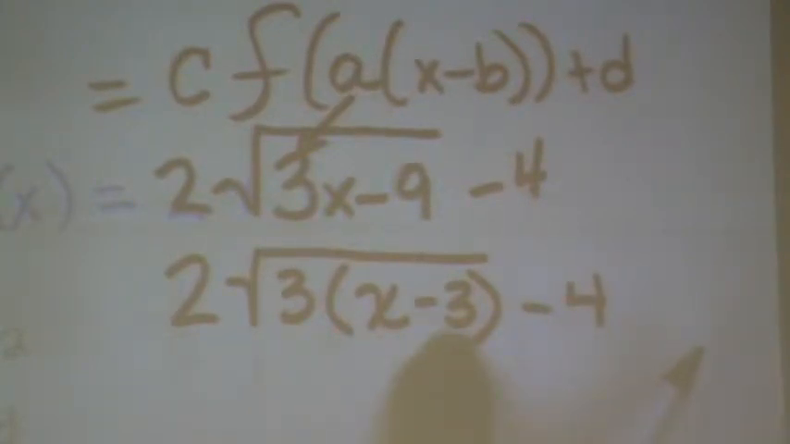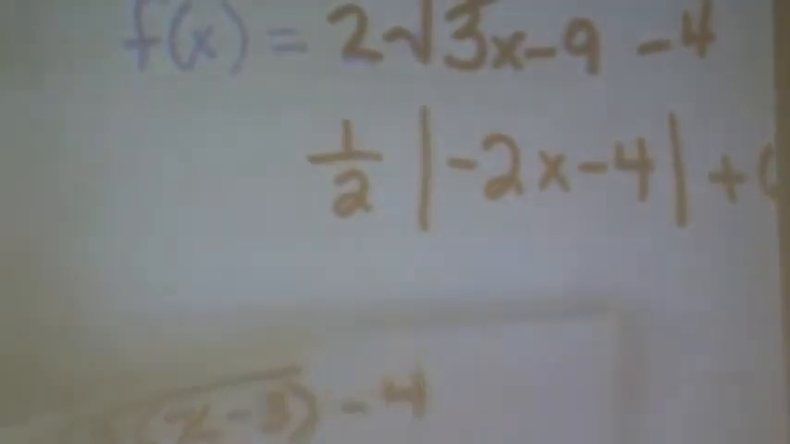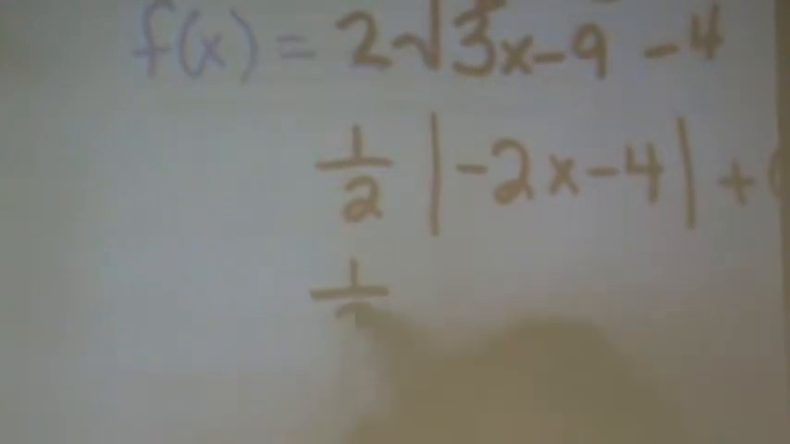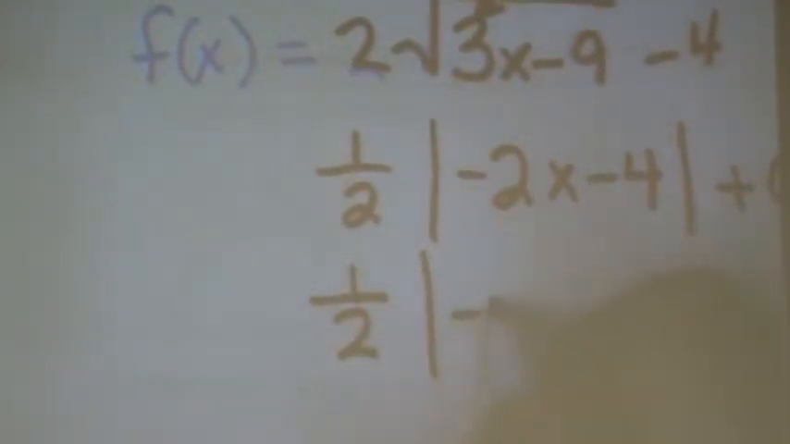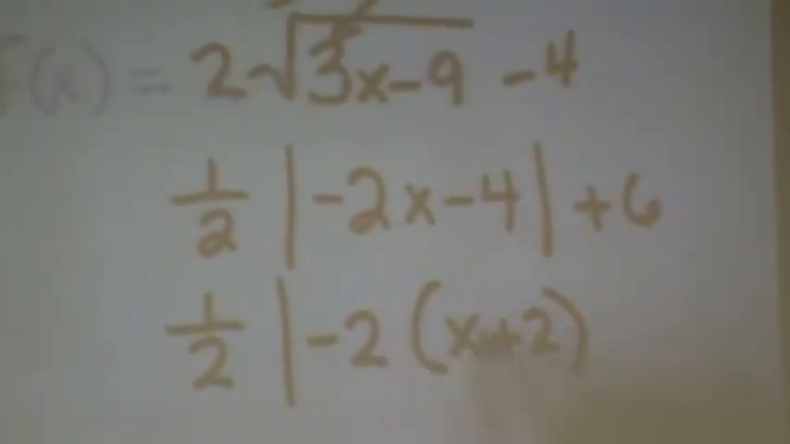You're going to shift this graph 3 units right. What's the C value? It's 2. And what's the D value? It's -4. Okay? What about this one? What would you say these are? The C value is 1/2. The A value is -2. And the B value is +2. -2 times 2 is -4.